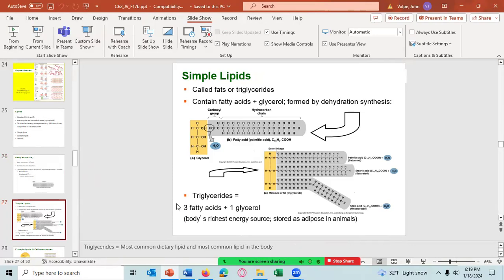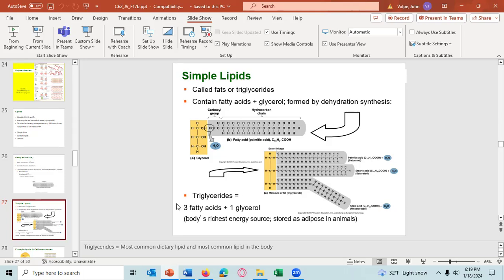All right. So let's talk about simple lipids. They're also called fats or triglycerides. Triglycerides are the most common fat in the human body. And if you want to look at some triglycerides, just look at your belly. There's usually lots of triglycerides there, even if you're thin like me, because we store a layer of lipid underneath our skin in our belly. At least humans do.